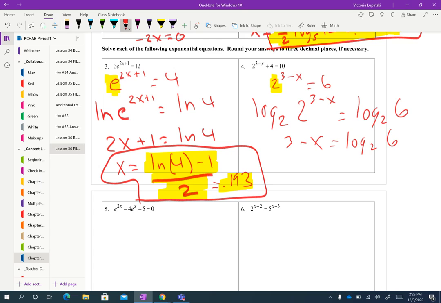Since my goal is to solve for positive x, I'm actually going to move my x to the right, which makes it positive, which means I'm going to leave the 3 on the left and then subtract over log base 2 of 6. So 3 minus log base 2 of 6, again, that is the exact answer. Carefully putting that in your calculator using the change of base formula and any parentheses would give you a decimal answer of 0.415.